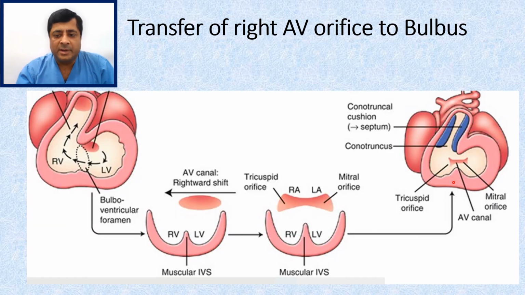So movement of the right sleeve beneath the right AV orifice towards the bulbus is called rightward shift. This is called a rightward shift.